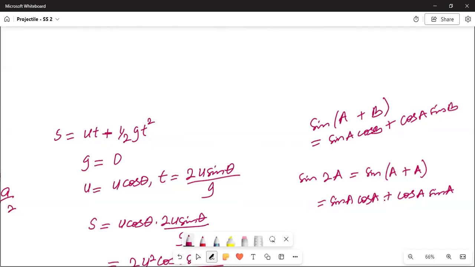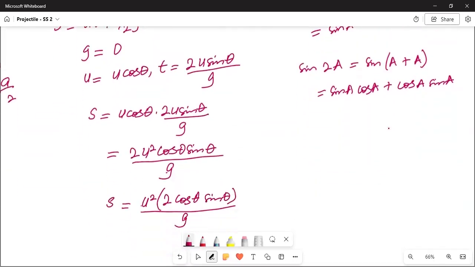So where we have the same letter, A and A, we have sine A cos A plus cos A sine A. Now this first value is the same thing as the second value because multiplication is commutative. What does that mean? An operation is commutative when, if you reverse the order of operation, the answer is still the same. For example, 2 times 3 is the same thing as 3 times 2, yes or no?